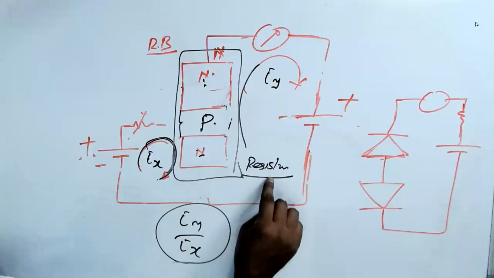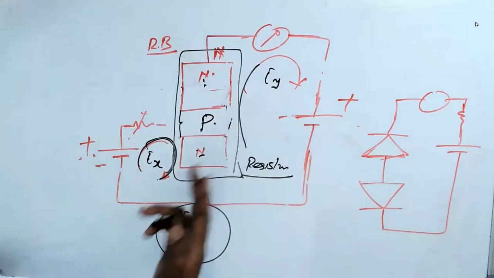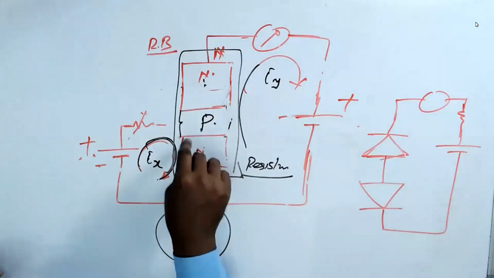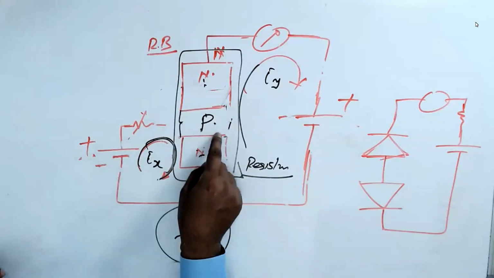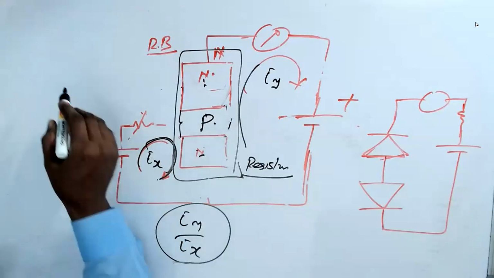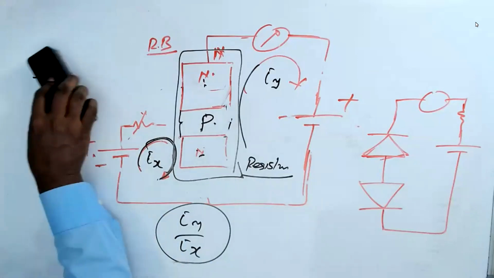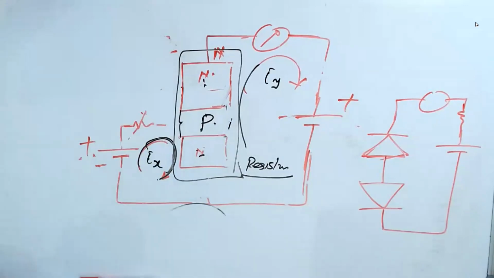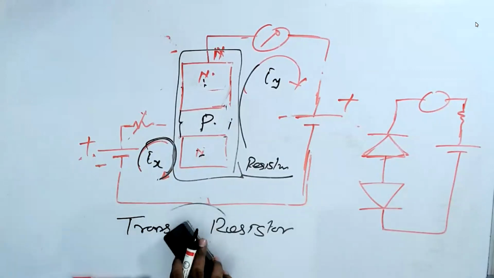And the resistor is transferring the voltage to resistor. Am I right? This component is taking the voltage and controlling it, converting it as a resistor. That's why they call this a transfer resistor, and transistor.